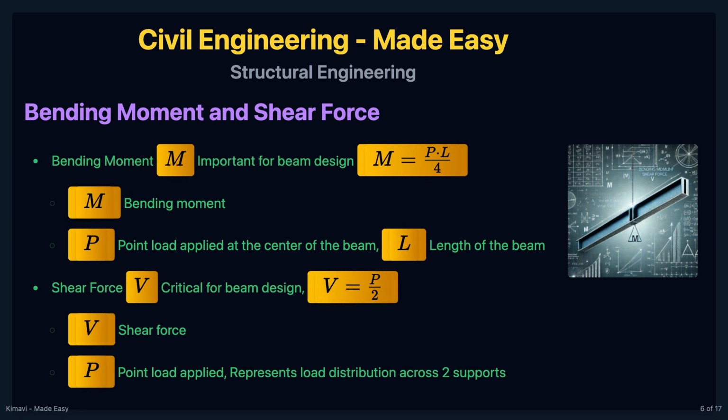The bending moment, denoted as M, and shear force, denoted as V, in a beam are critical for its design. For a simply supported beam with a point load P at the center, the bending moment M is given by the formula M equals P times L divided by 4, where L is the length of the beam. The shear force V is given by the formula V equals P divided by 2.